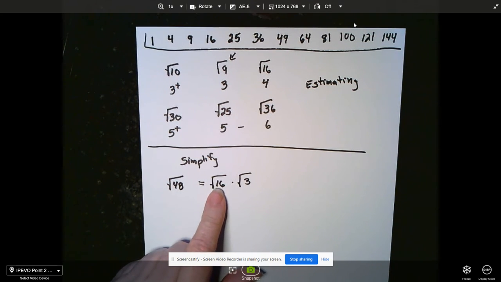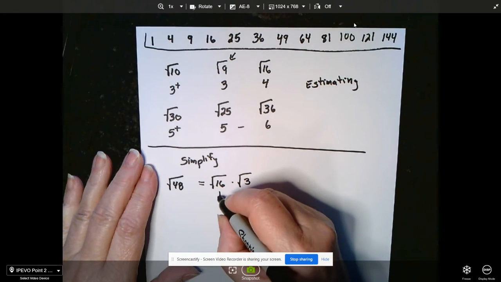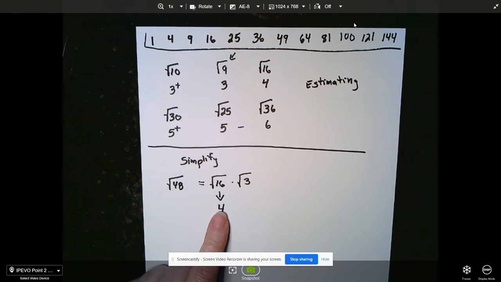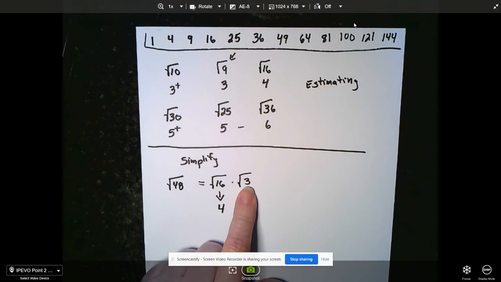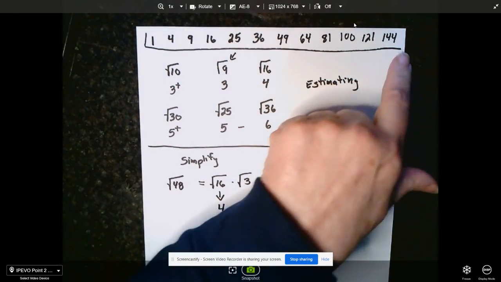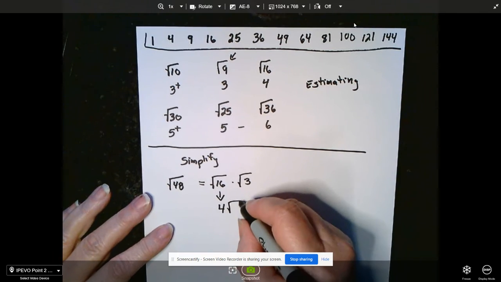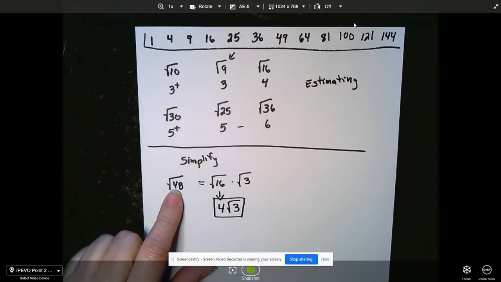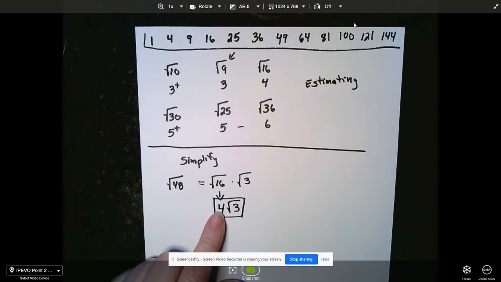Well, I know that the square root of 16 is 4. So I can evaluate the square root of 16 and it becomes simply 4. I don't know what the square root of 3 is. That's not one of my perfect squares, so it cannot be simplified. So I'm just going to keep it like that. So the square root of 48 can be simplified down to 4 times the square root of 3.